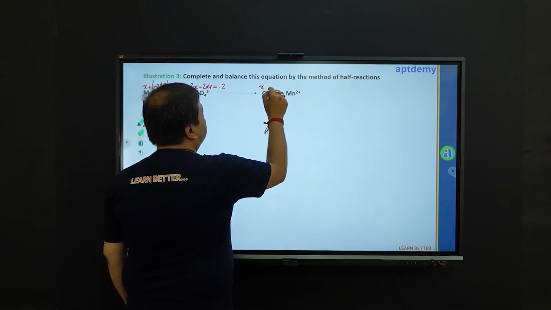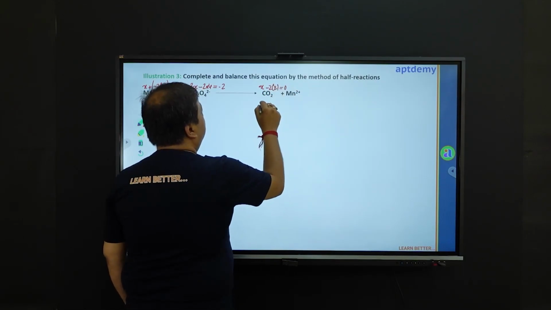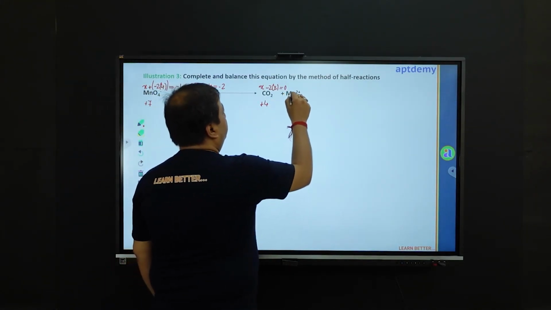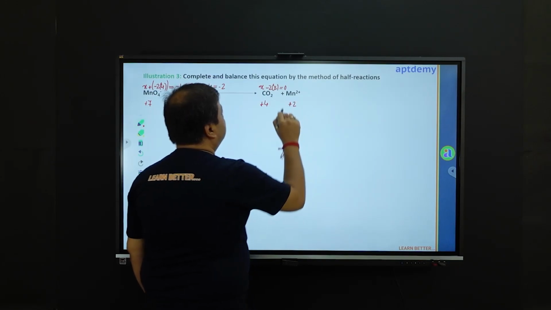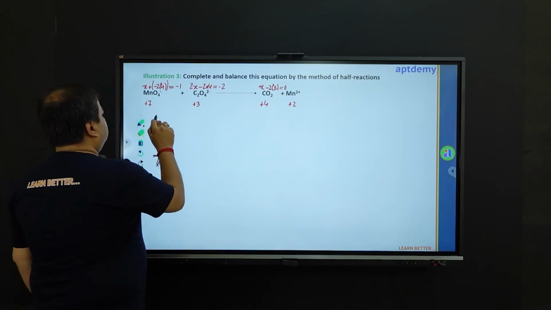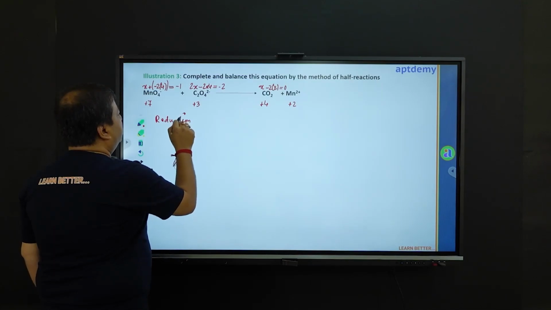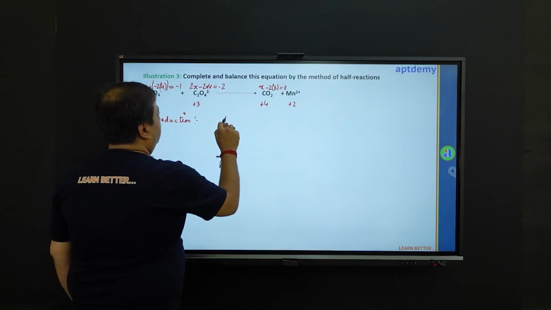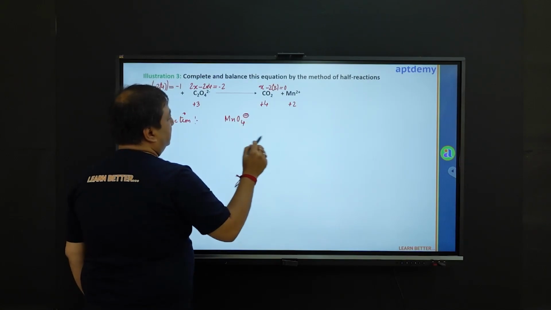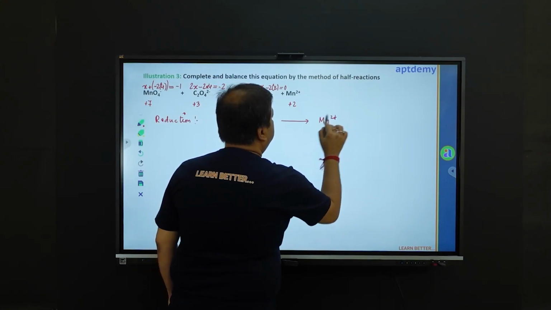Over here we take this to be X. This is -2 times 2 equal to 0. So over here carbon is in +4 oxidation state. What about Mn? This is in +2 oxidation state. Now having a look at the oxidation numbers, we can clearly say that for the reduction half equation, we will say MnO4- going to Mn2+.